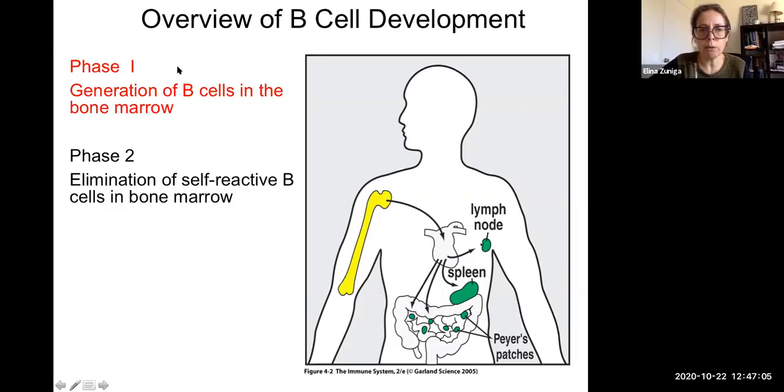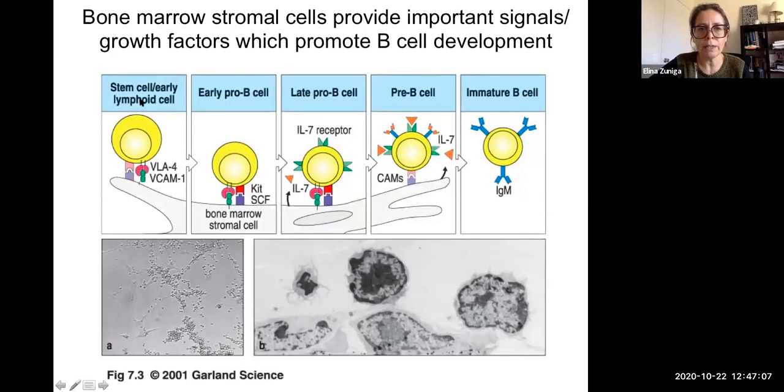Let's see what is related to phase 1, the development of the B cells. As I said, this occurs in the bone marrow. We already learned that B cells derive from the common lymphoid progenitors in the bone marrow, so the hematopoietic stem cell will differentiate into common lymphoid progenitors. All throughout the development of the B cells, the stromal cells that exist in the bone marrow will provide important signals and growth factors which promote this B cell development.